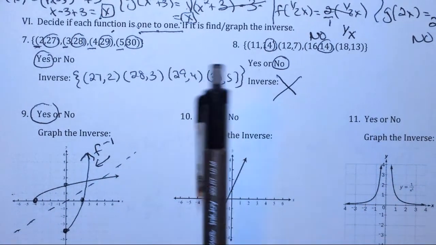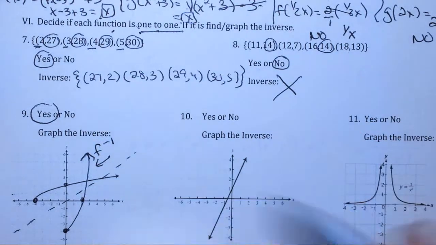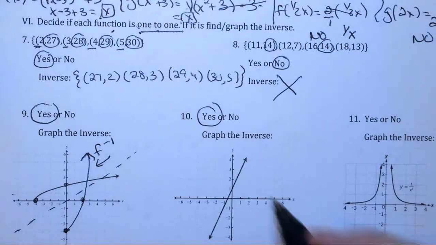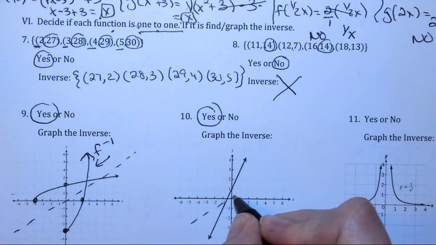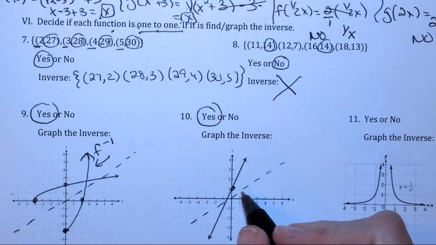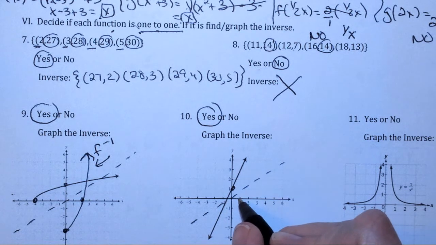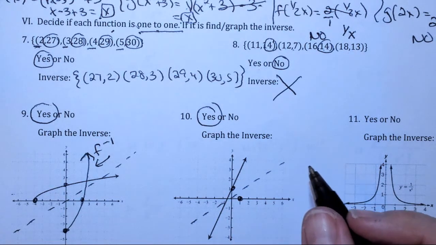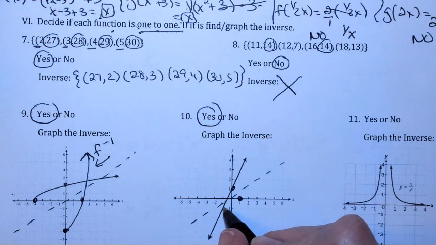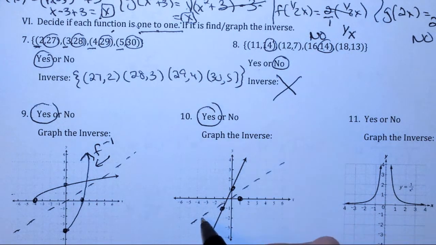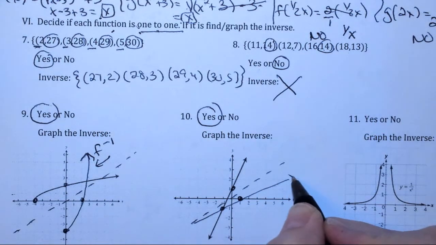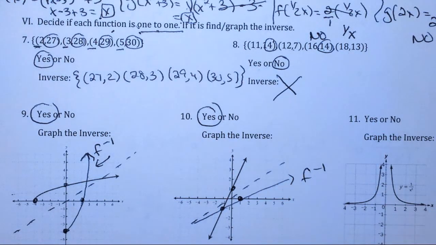Okay, so it passes the vertical line test. It passes the horizontal line test, so yes. Here's my y equals x line. I'm just going to take a couple of points and flip them. So that says 0, 1, so I'm going to have 1, 0. And this says negative 1, negative 1, so it's going to stay negative 1, negative 1. And then I'm going to go connect them. And that's my inverse. Okay, and on your test, it's going to have the y equals x line graphed.